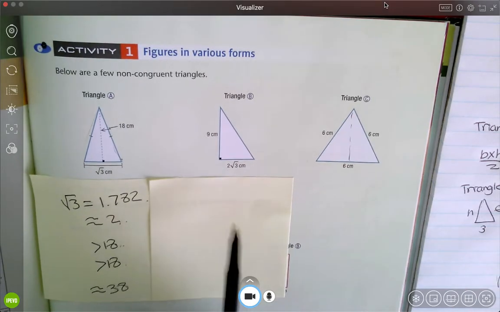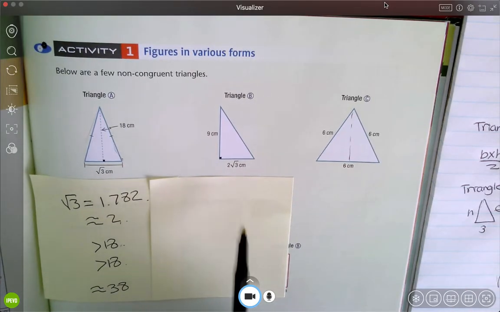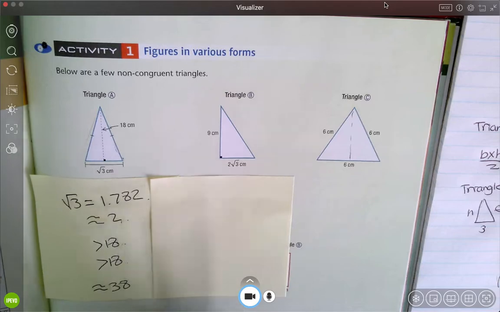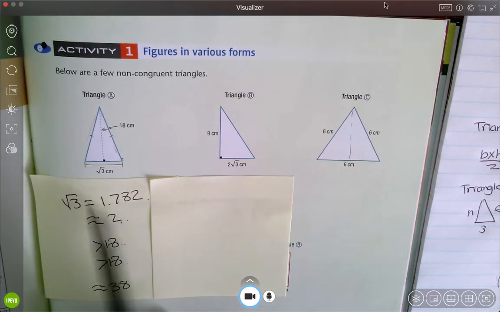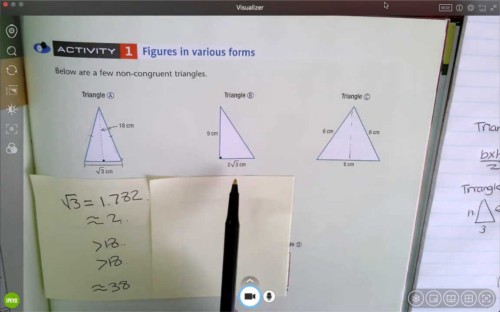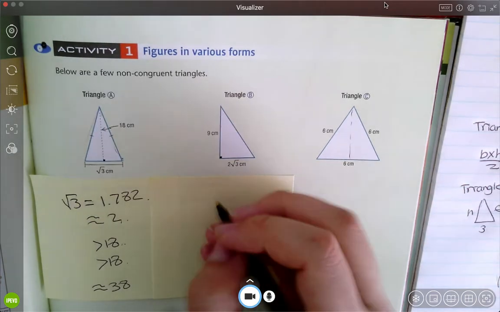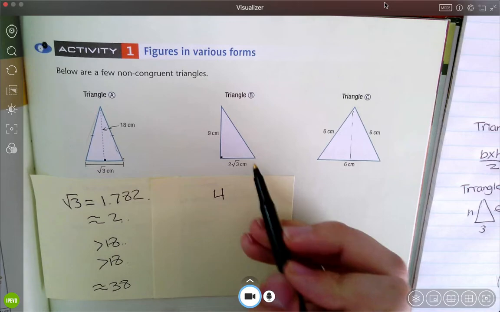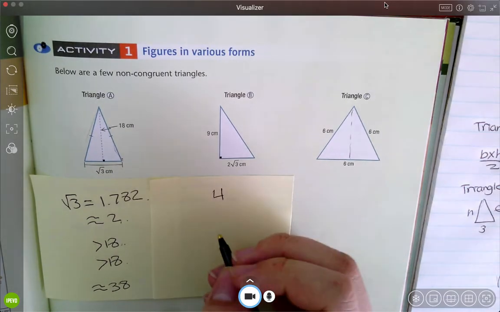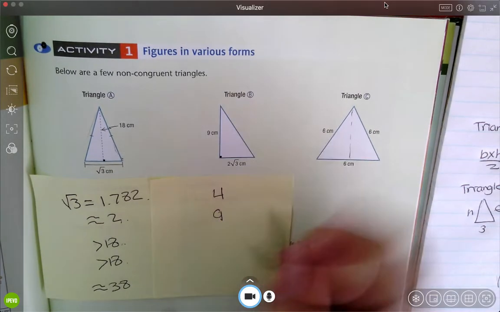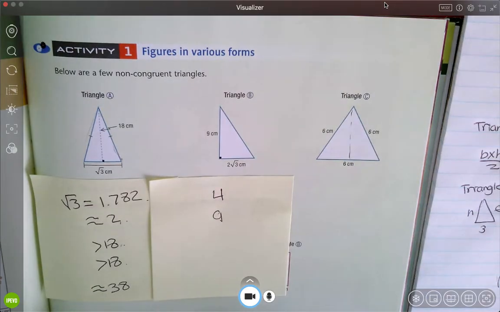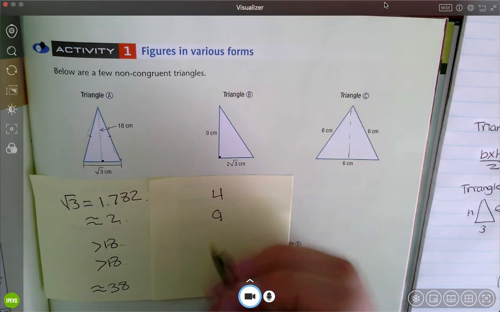In number B, so 2 times, we approximated the root 3 as about 2. So here we have 2 times 2, so that's about 4. So my base here is 4, my height is 9, and my hypotenuse has to be at least 9.